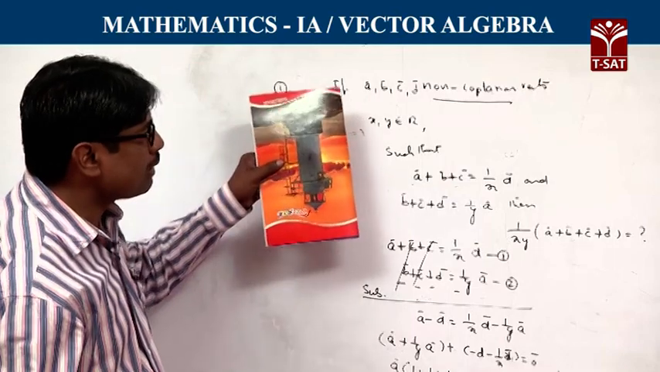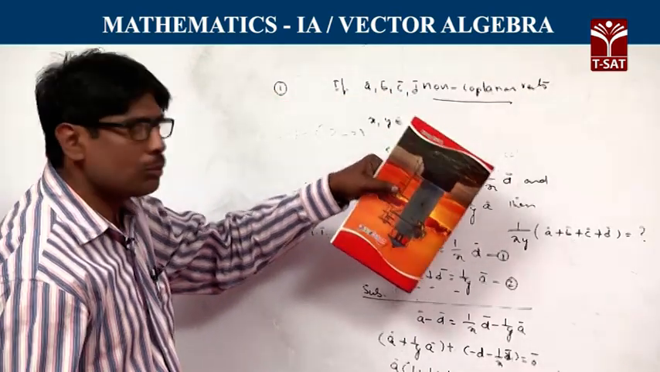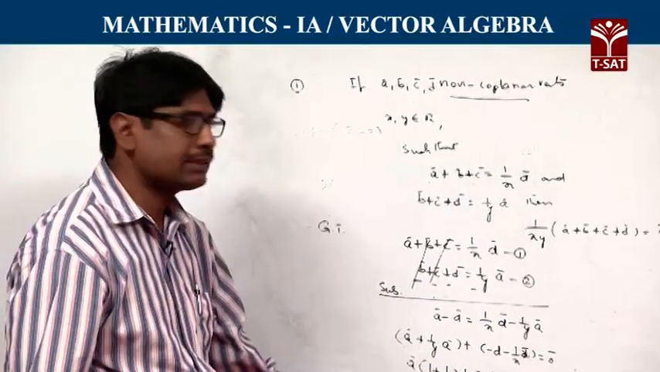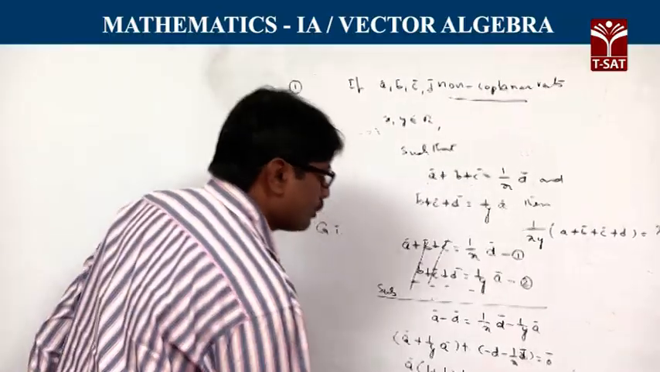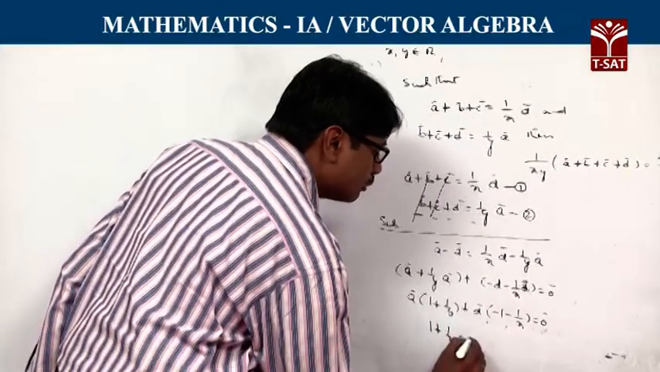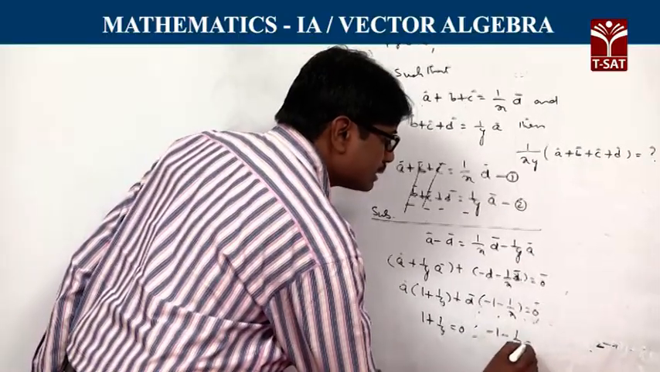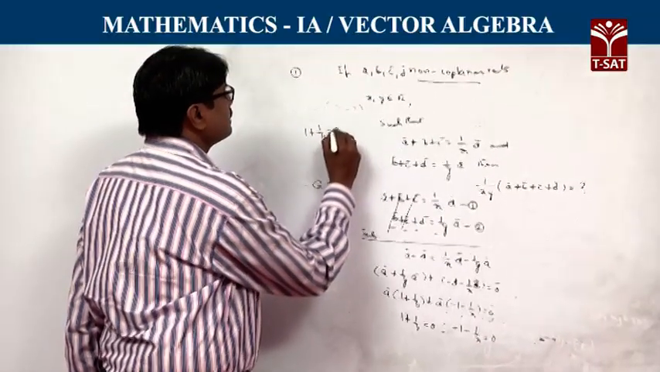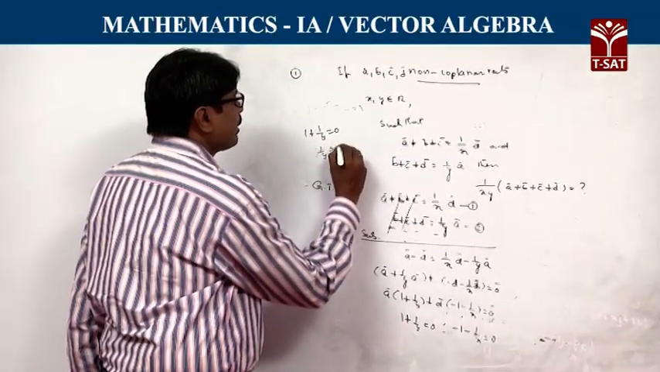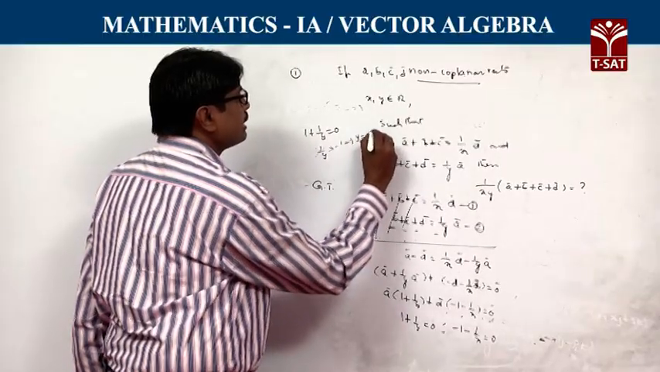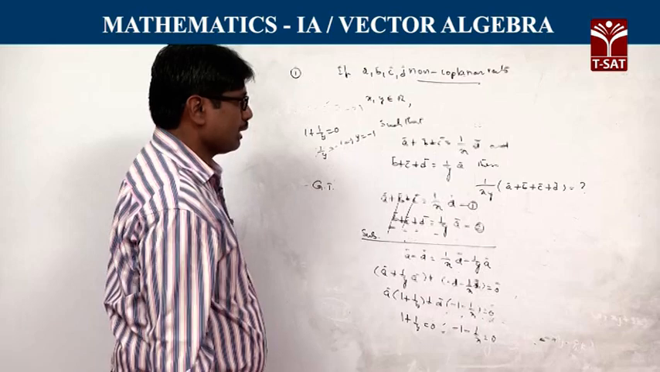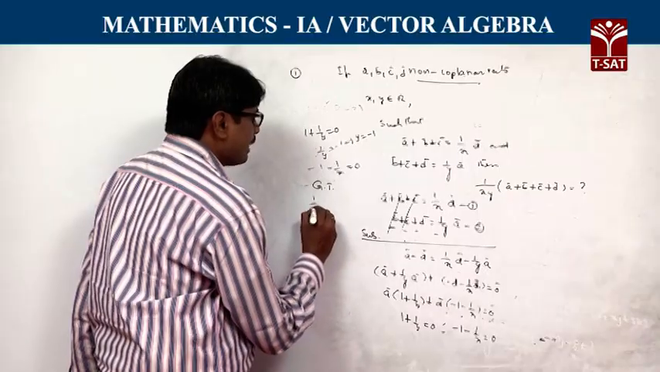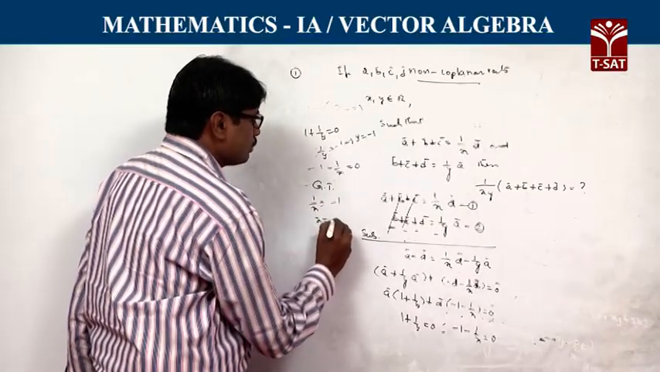As a bar, b bar, c bar, d bar are non-coplanar, all non-coplanar vectors are linearly independent, so their linear combination equal to 0 means each scalar is equal to 0. You can put 1 plus 1 by y is equal to 0, or minus 1 minus 1 by x is equal to 0. Then 1 by y is equal to minus 1, this leads to y is equal to minus 1, or 1 by x is equal to minus 1, x is equal to minus 1.